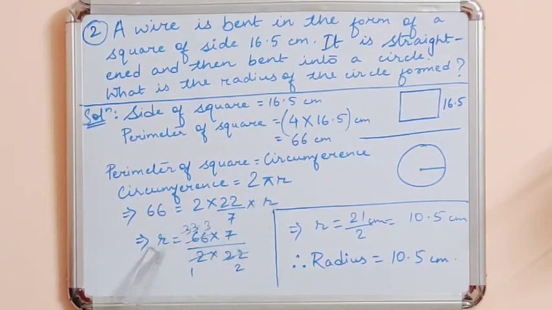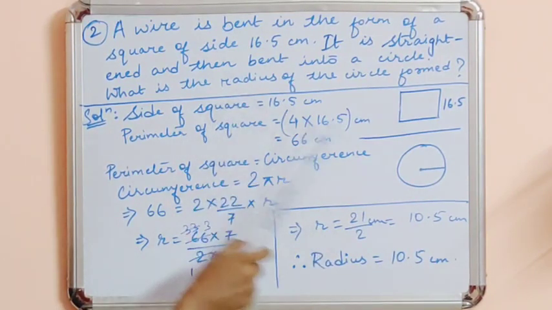Taking r on one side of the equal sign and all the other things on the other side, we get r is equal to 66 into 7 divided by 2 into 22. Now if we solve this, we get r is equal to 21 by 2 centimeter, which is also equal to 10.5 centimeter. So the radius of the circle is 10.5 centimeter.